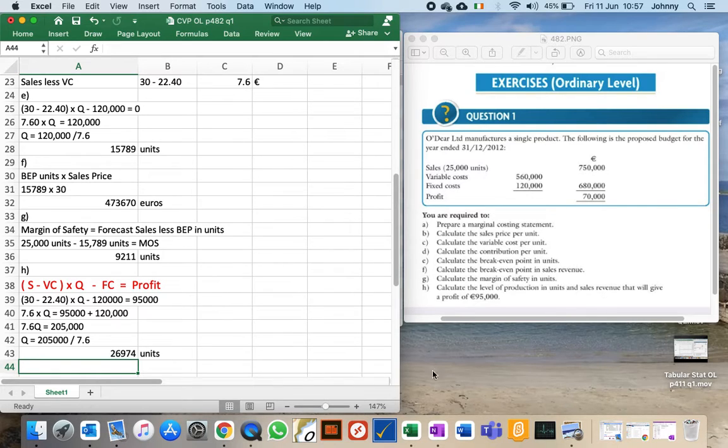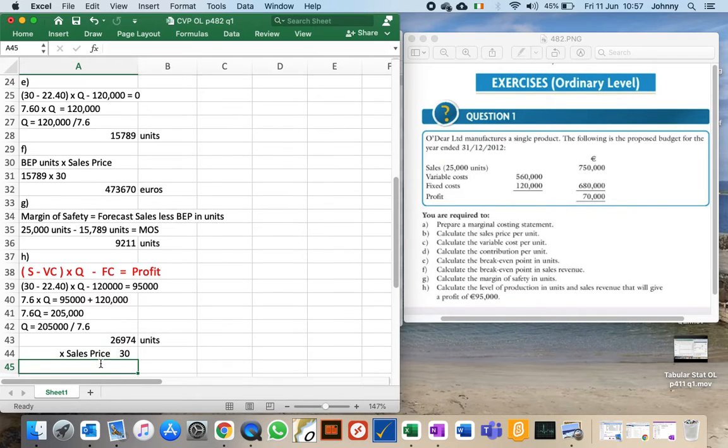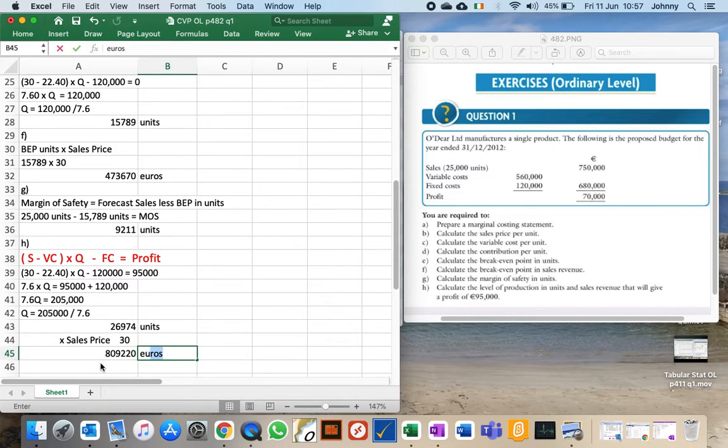But it's asking us to work it out in units and sales revenue. So how much money would we take in if we sold this number of units? So we'll be multiplying this by our sales price, which is 30 euro. So that's the amount of money that we would take in. I hope that makes sense to you.